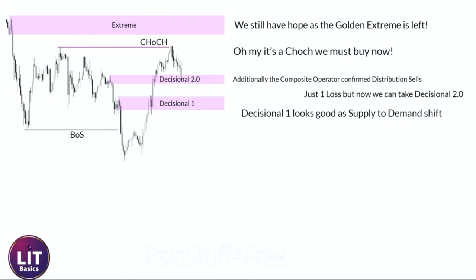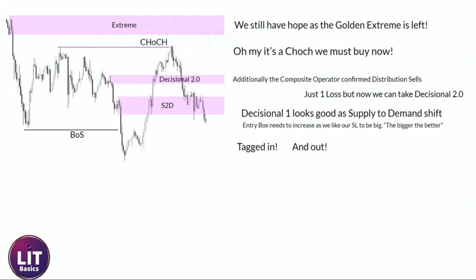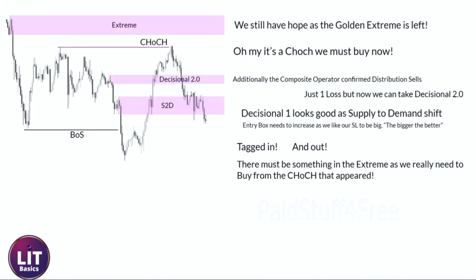Decisional 1 looks good. It's supply to demand shift. So we'll take that as our supply to demand zone. And then we've been tagged in. What do you know? Look, we're going to make back these 2 losses, and then we're going to get into the sell as well. And we're out. Okay, that's fine. That's fine. We're panicking a little bit. Everyone knows that the 3rd loss after that, you get a real boost and you actually start to read the market correctly. So we were just dipping our toes into the water.